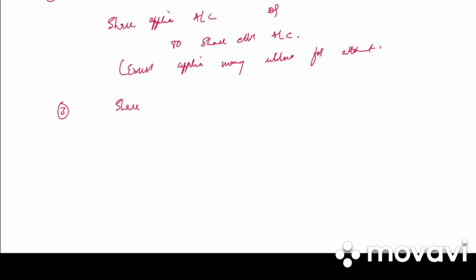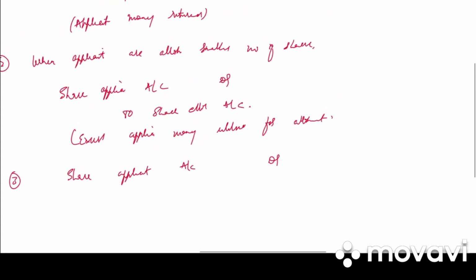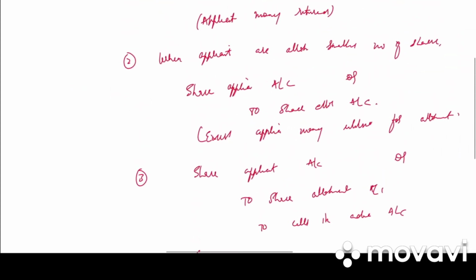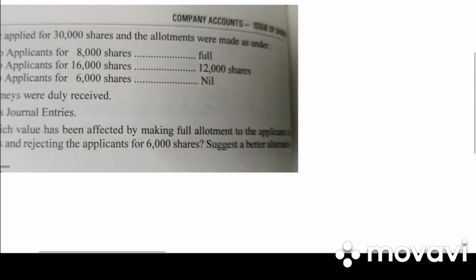So the entry is share application account debited to share allotment account, and if the money is retained, it is to calls in advance account, in bracket excess application money utilized for allotment and calls. So these will be the entry in case of oversubscription of shares. Take down an illustration.